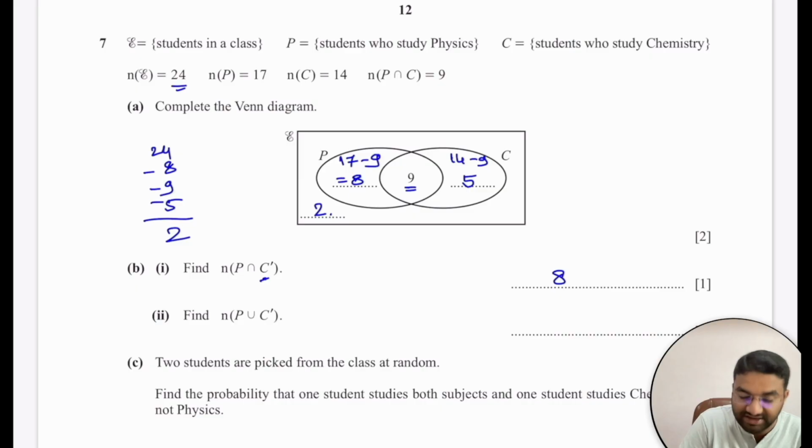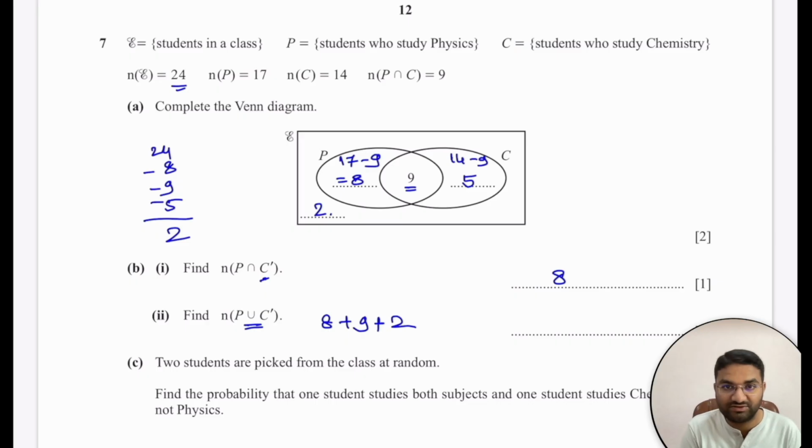So here the answer is, then n of P union C complement. Apart from C, union means you have to take into consideration 8 plus 9 plus 2. 8 plus 2 is 10. 10 plus 9 is 19. So here the answer is 19.